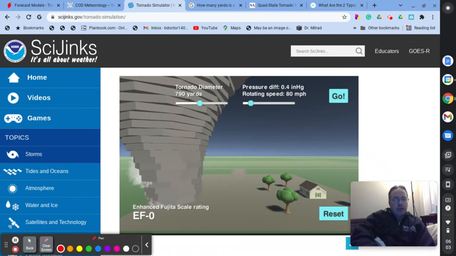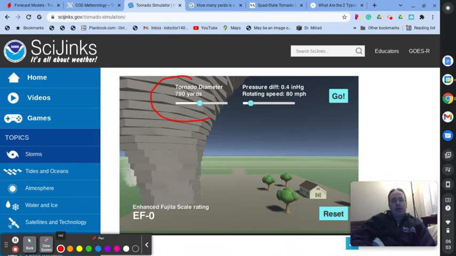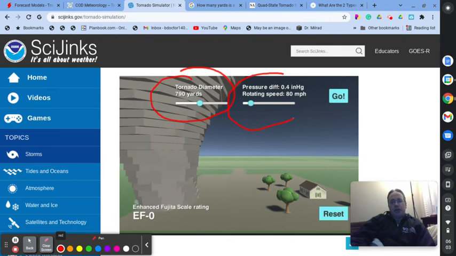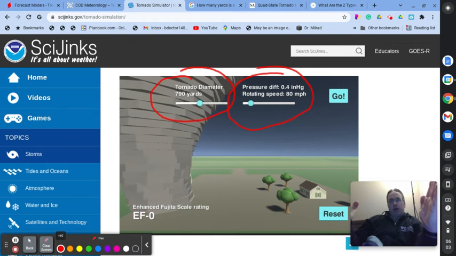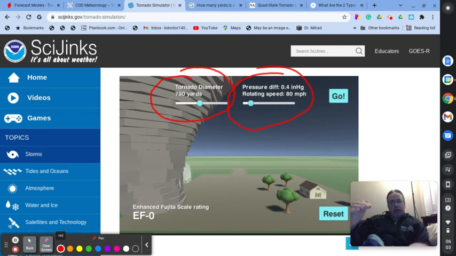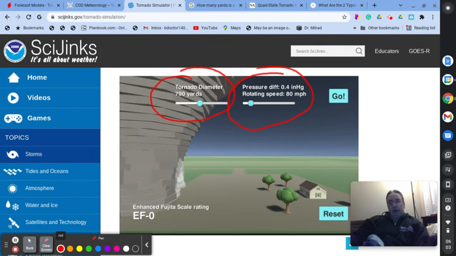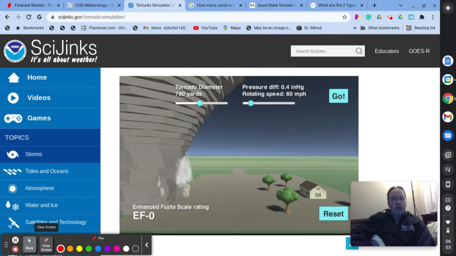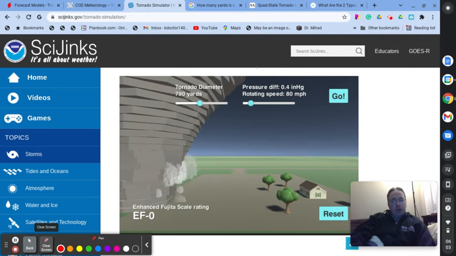Okay, all right, so let's take a look at this. Now, what I did is I measured it, I put the tornado that you see here according to how big they think the tornado was in Kentucky. So the tornado diameter here, as you see, is 790 yards. That's equal to almost half a mile, because they think it was about half a mile wide.